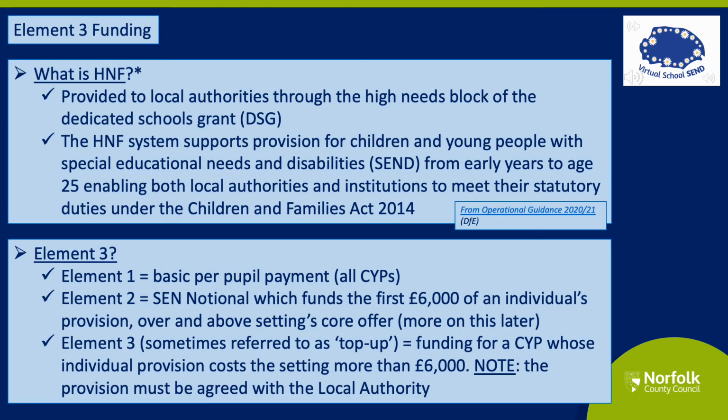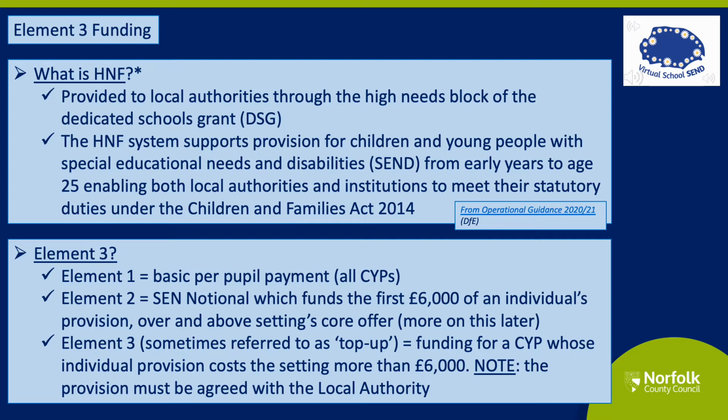Element 3 funding is a part of high needs funding delegated to schools and is also known as top-up. The Department for Education annually produces operational guidance to explain all funding in schools. Element 3 is a part of that. The guidance recognises that most children and young people with high needs will have EHCPs, although this is not always the case.